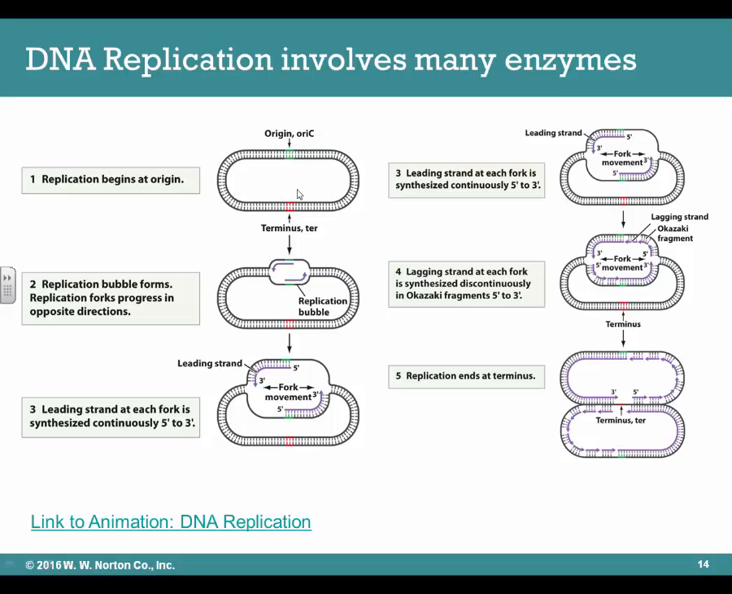And really this bubble that forms is a separation. So the hydrogen bonds that are holding that DNA double helix together are broken in the presence of the DNA polymerase, and that enables each strand to function as a template. So the enzymes move in opposite directions as the replication fork opens.